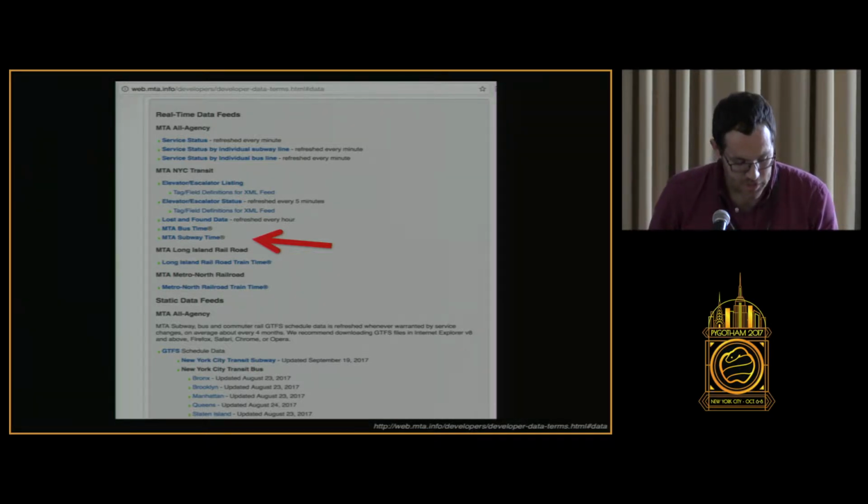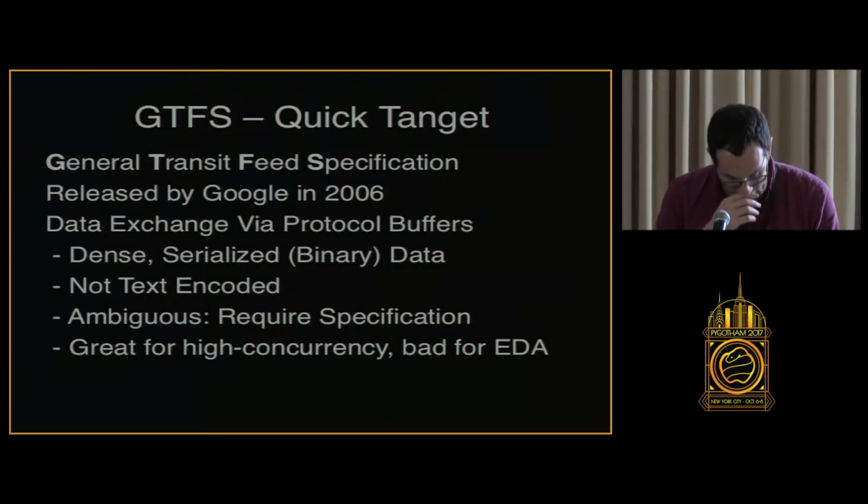GTFS stands for General Transit Feed Specification, and it's Google's standard for ingesting transit data into Google Maps. The feed itself is somewhat difficult to work with since it requires data to be sent as a protocol buffer. So let me take a real quick moment to talk about that.